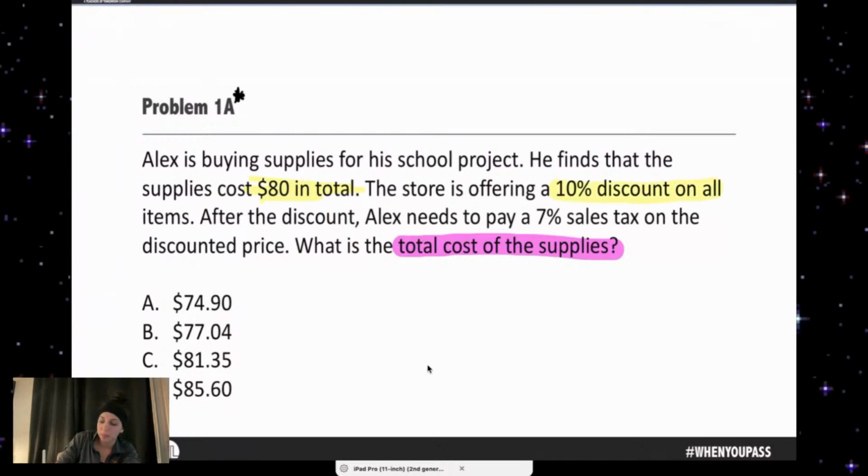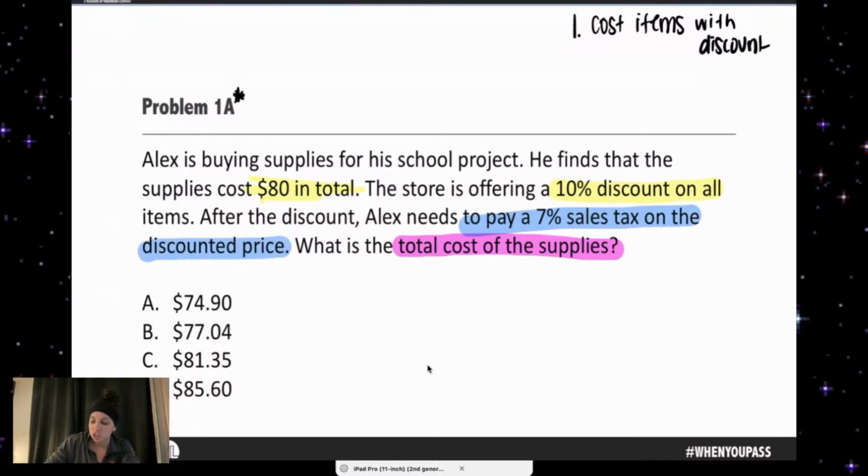The store is offering a 10% discount. So step one, I need to figure out the cost of the items with the discount. Then it says after the discount, Alex needs to pay a 7% sales tax on the discounted price. So number two, I need to calculate my sales tax. And then I need to figure out my total, right?